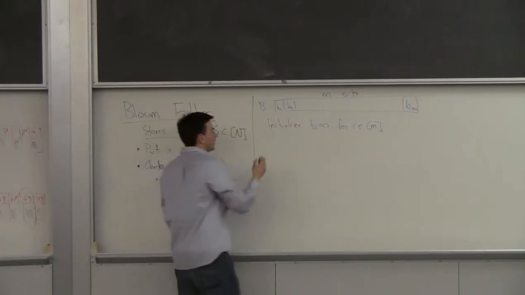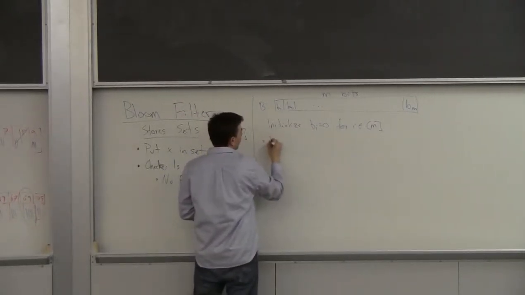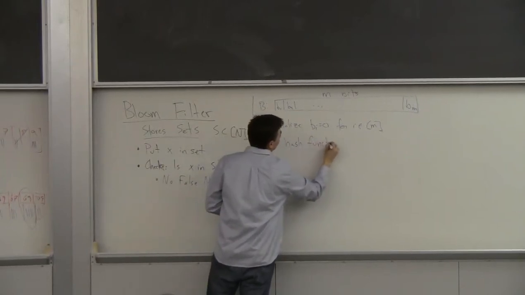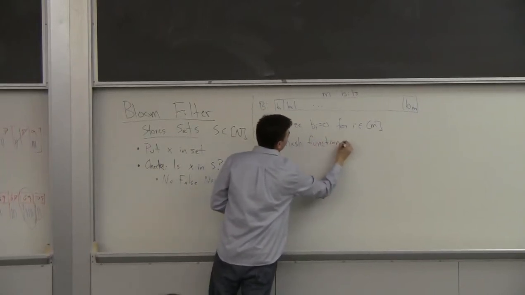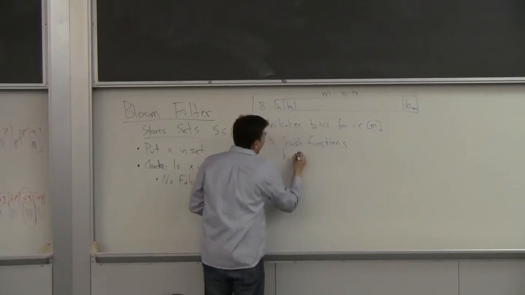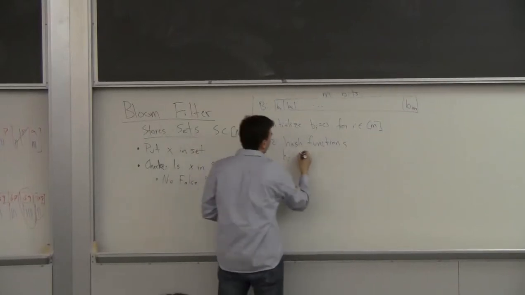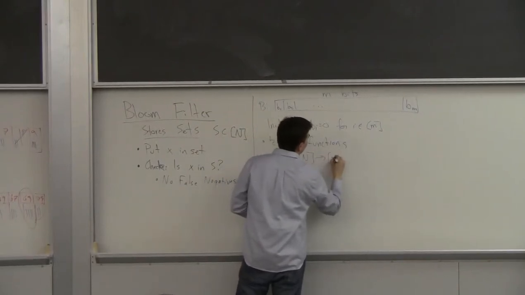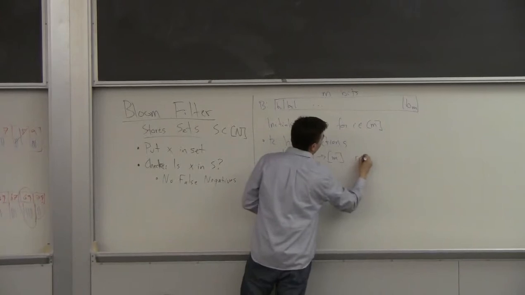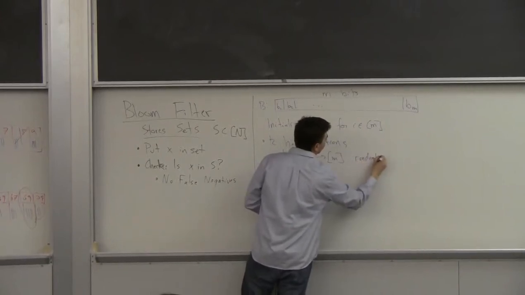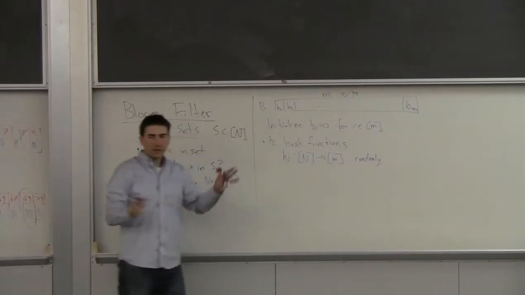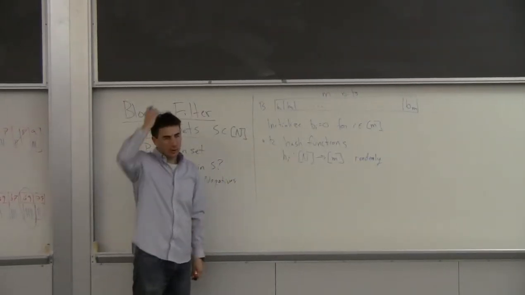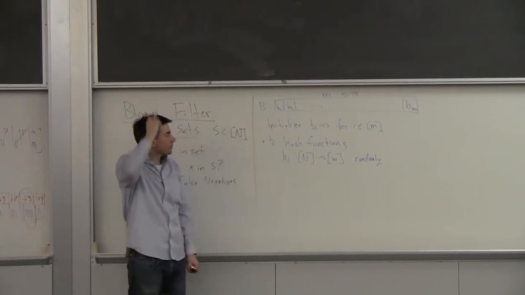So now I'm going to have k hash functions, where each of the h_i's is going to go from the set n to m randomly. So these are random hash functions again, where we're going to choose these from a set of hash functions, and we're going to choose k of them.